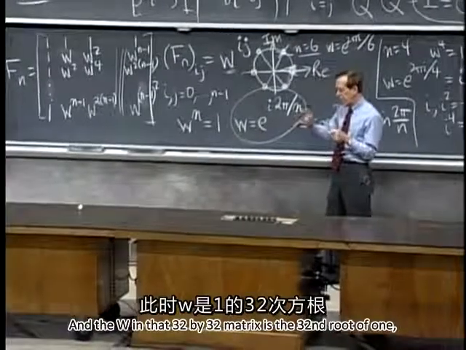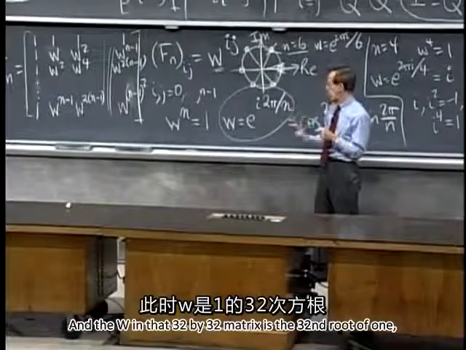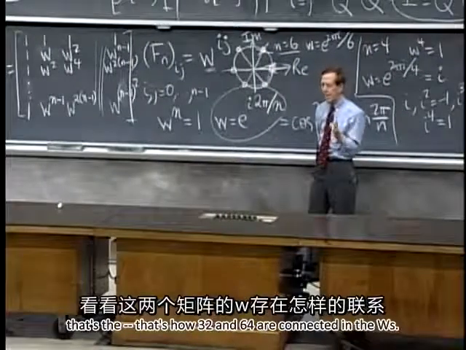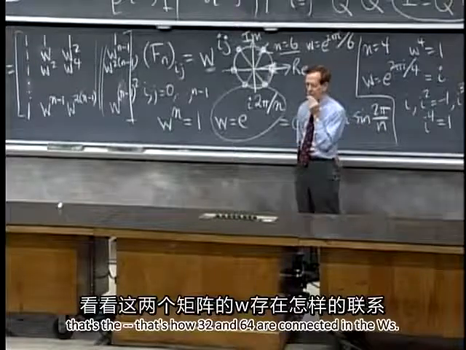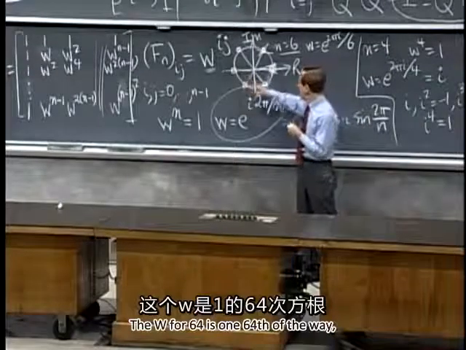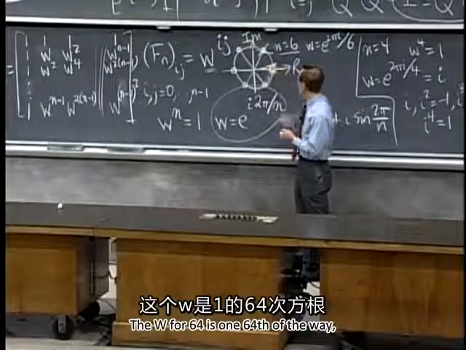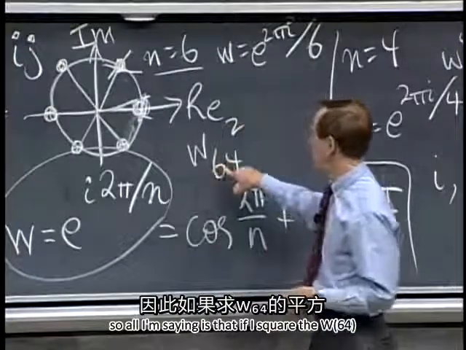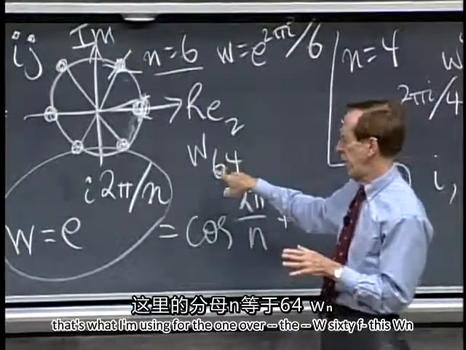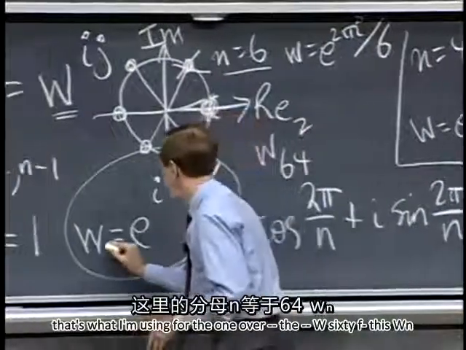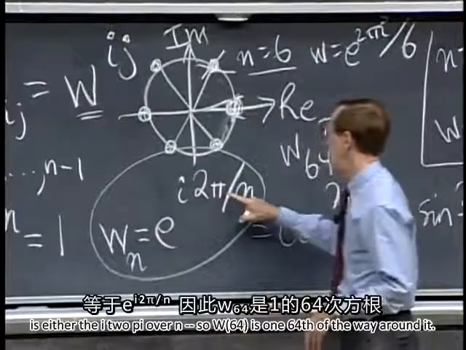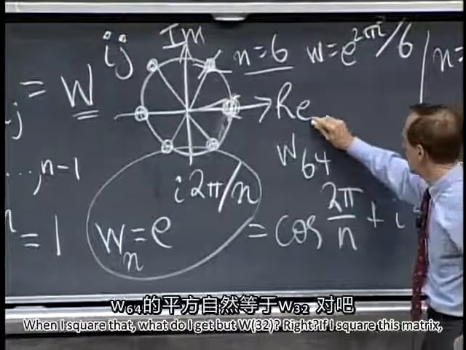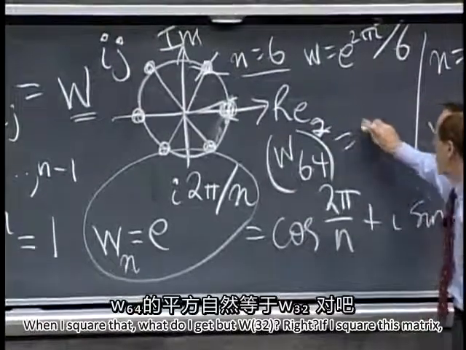And the W in that 32 by 32 matrix is the 32nd root of 1, which is twice as far. See that key point? That's how 32 and 64 are connected in the W's. The W for 64 is 1/64th of the way. So all I'm saying is that if I square the W64, that's what I'm using. Wn is e to the i 2 pi over n. So W64 is 1/64th of the way around. When I square that, what do I get but W32?